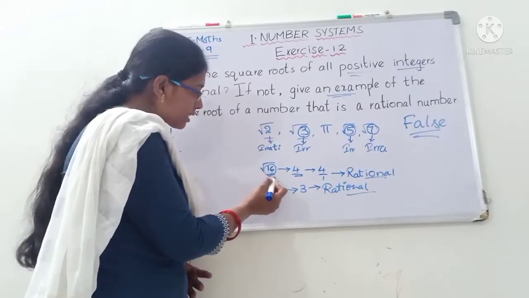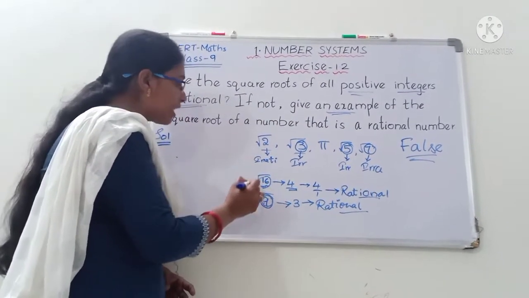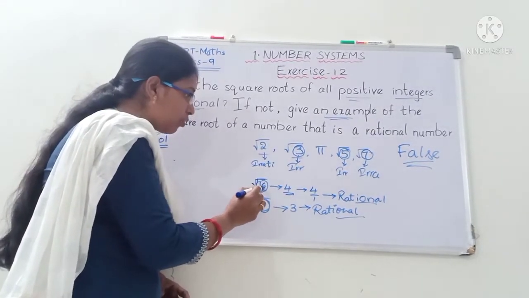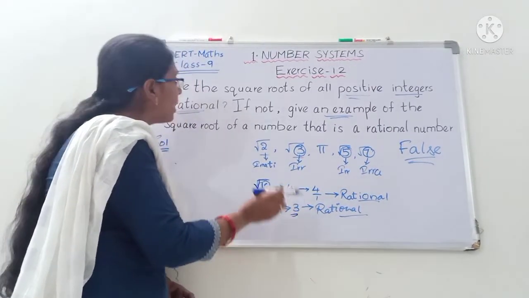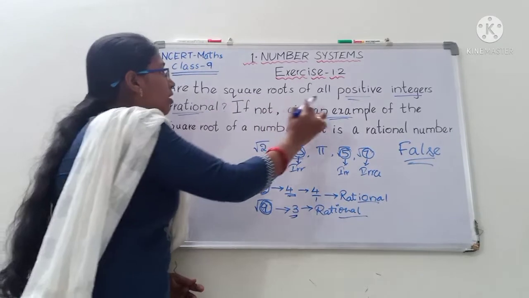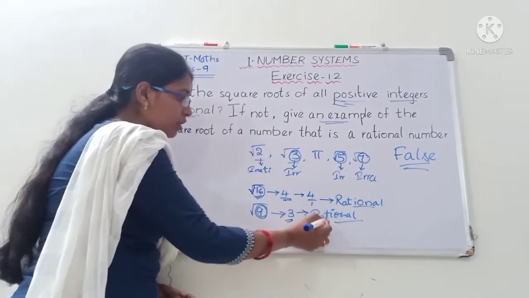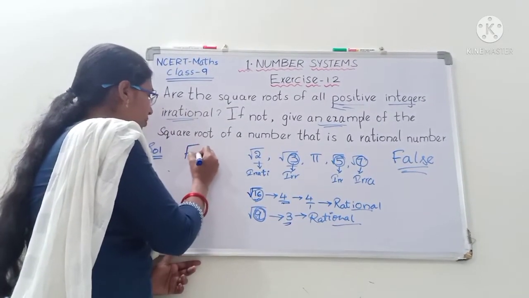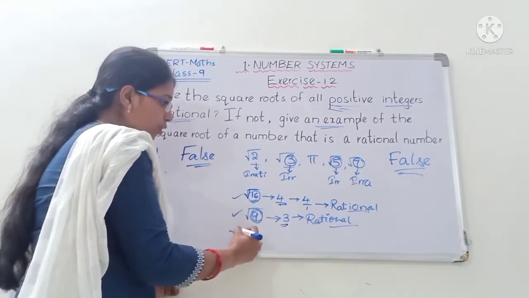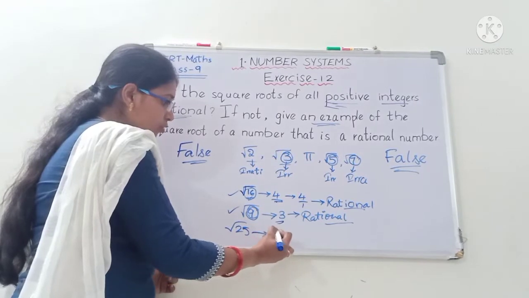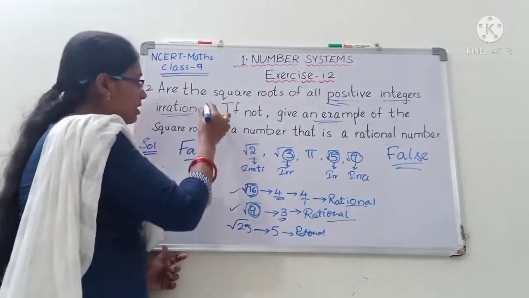Here children, root 16 and root 9. When we consider the positive integers 16 and 9 and we consider the square root of these numbers, square root of 16 you got 4 and square root of 9 you got 3. These two are rational numbers, children. But they are telling the square root of all positive integers is an irrational number. You got rational numbers here. So the statement is false. You can give this example, children. Root 16, root 9, root 25. Root 25 is 5. 5 is also a rational number. So you can tell that this statement is false.